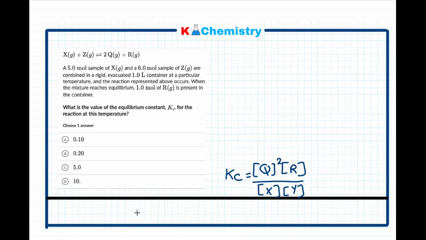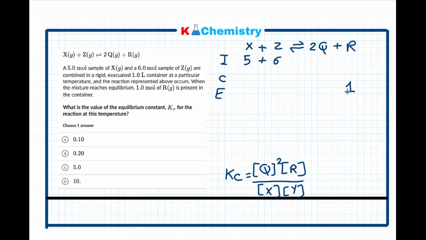If this is difficult for you, you will know the importance of the ice table now. So X and Z react to form 2Q and R. If you make the ice table, this will be very simple because you have 5 moles of X reacted with 6 moles of Z in the container at a particular temperature, and when the reaction mixture reaches equilibrium, 1 mole of R is present.